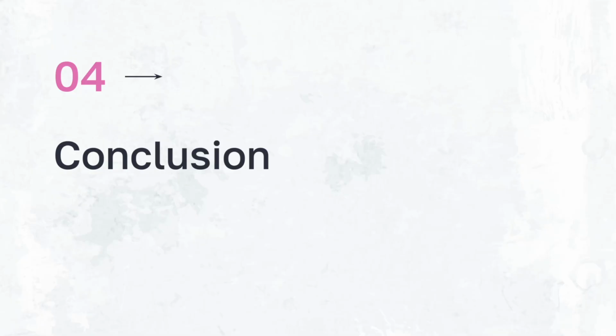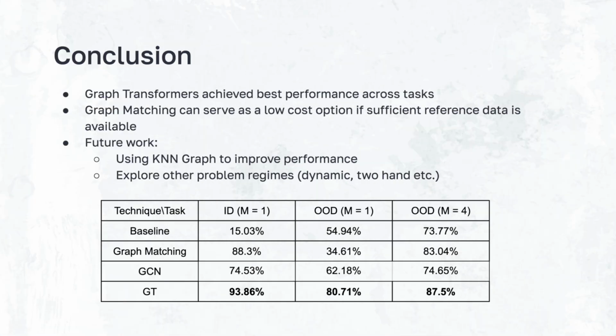Finally, we shall conclude this presentation. As seen in the table above, the graph transformer achieved the best performance across the different tasks. Of particular interest is graph matching, which achieved comparable performance to the graph transformer in a few short OOD tasks. This indicates that it can be a good candidate for a low-cost alternative if sufficient reference data for comparison is available. Finally, for future work, KNN graphs can be explored to see if it improves the model performance.